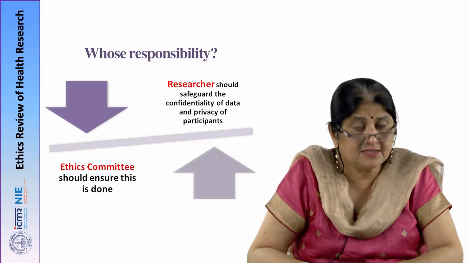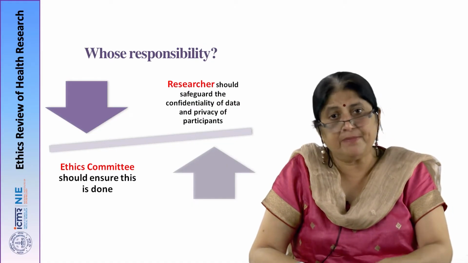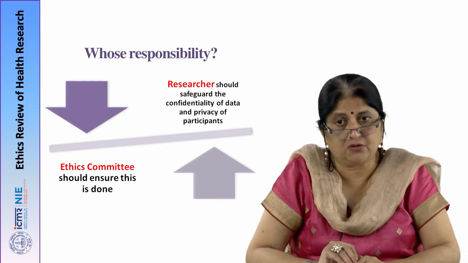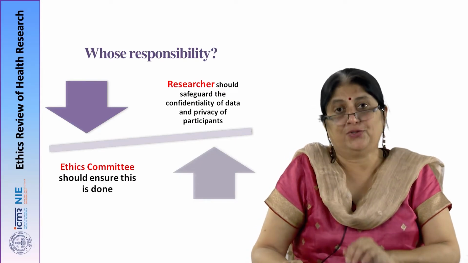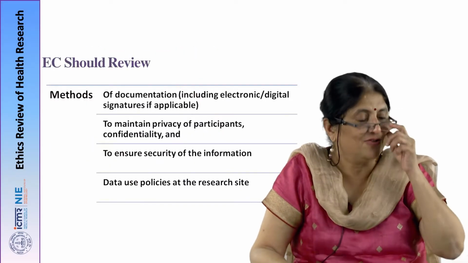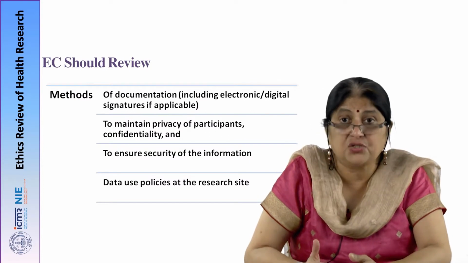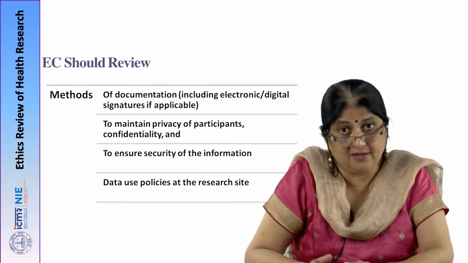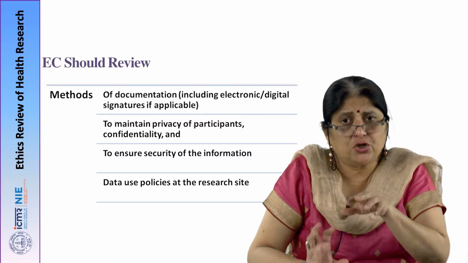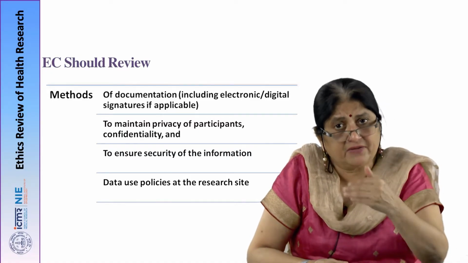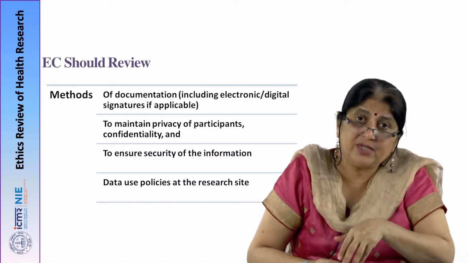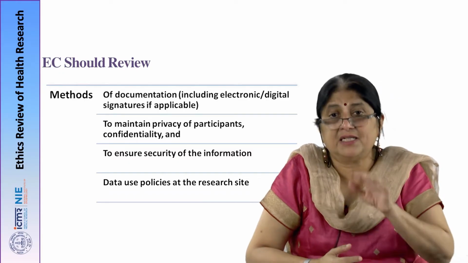Whose responsibility is it? Obviously the researchers. It is primarily, above all, the researchers' responsibility to maintain this privacy and confidentiality, but it is also the ethics committee's responsibility to ensure that this investigator does this, and therefore this role doesn't end. The EC needs to review how are they going to document data. Is it going to be done electronically? Will there be an electronic signature? How are they going to ensure that this data is kept private and that the privacy is maintained? For example, even about maintaining privacy, how is consent going to be taken and documented? All these things must be reviewed.